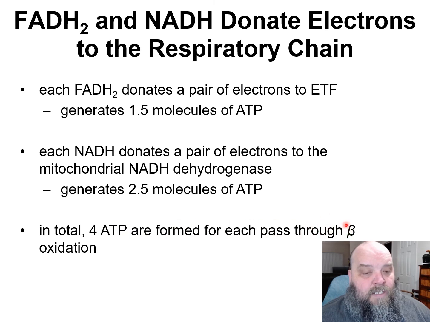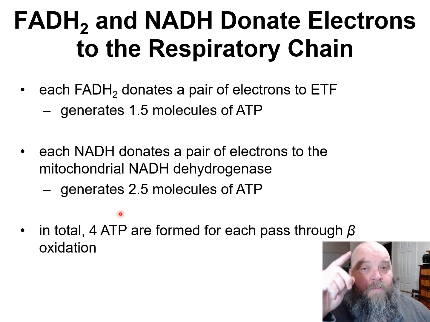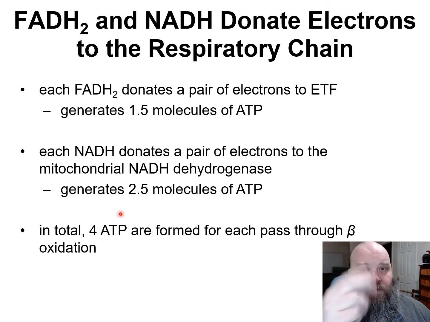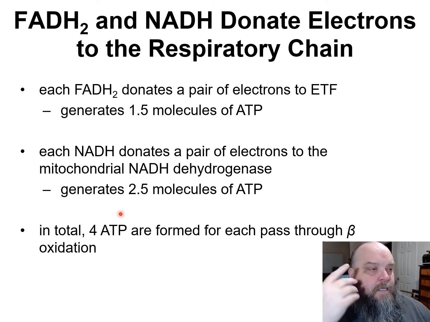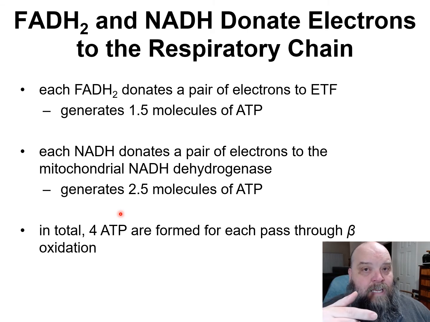So when it comes down to it, each time a fatty acid goes through beta oxidation, 4 ATP. So going from 14 to 12, there's 4 ATP that can be made. Going from 12 to 10, 4 more. 10 to 8, 4 more.